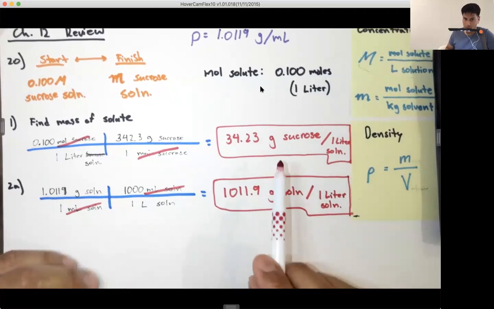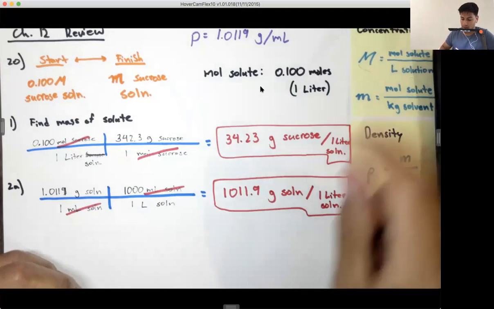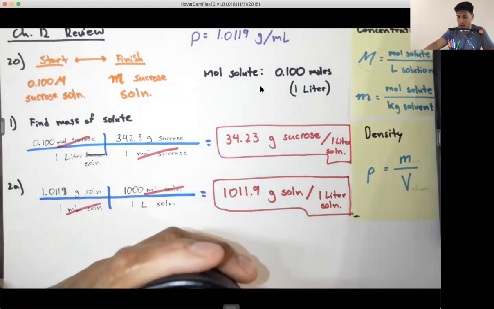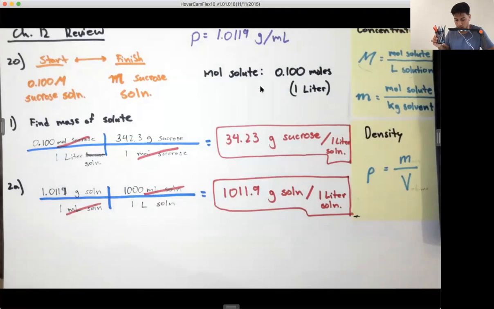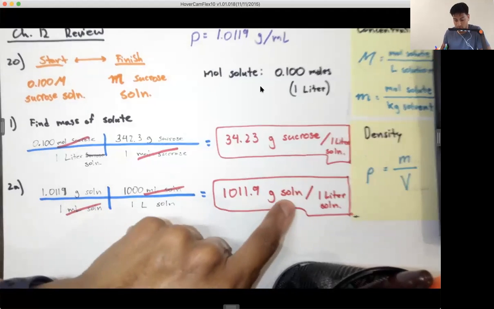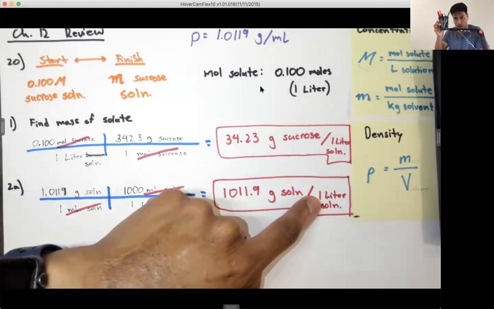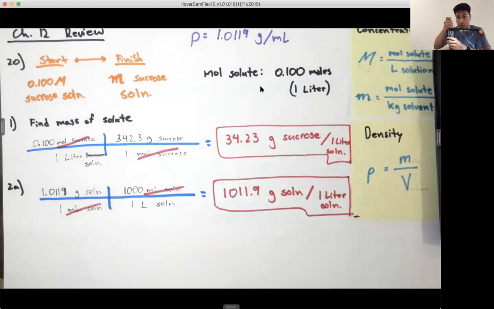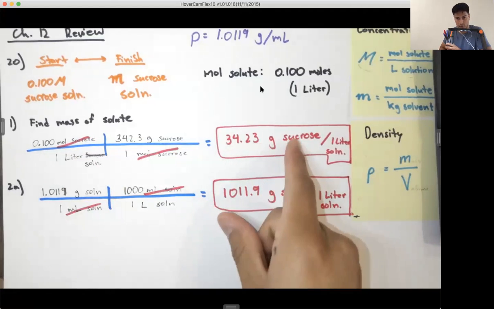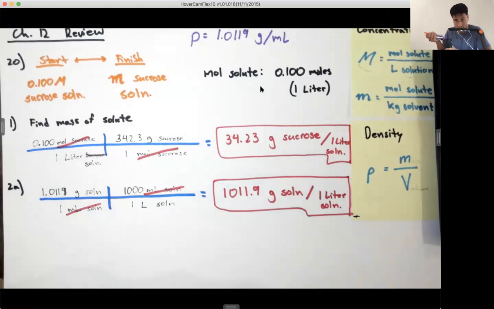Now let's look at what we were able to do here, because we made it really easy for ourselves. Basically, we have this solution, right? We have this cup, okay? Inside that cup, we know that the whole cup with everything inside, with all of the sucrose inside, has a mass of 1011.9 grams, okay? The grams of the solution in 1 liter of the solution. And now the sucrose, so just the sugar, has a mass of 34.23 grams of sucrose per 1 liter of solution.